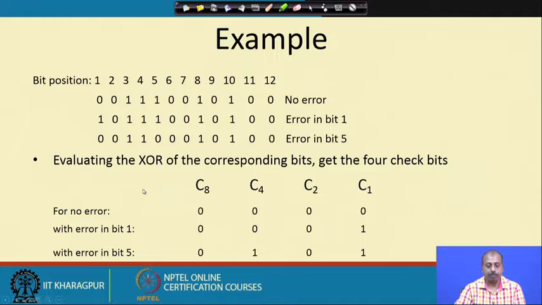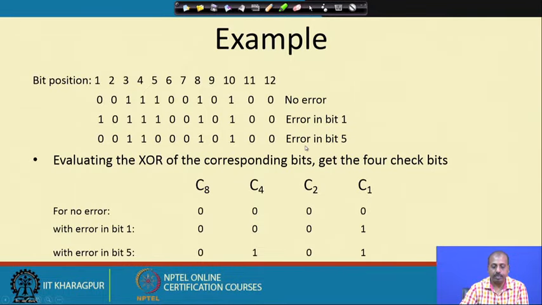We will take an example. Suppose this is the bit pattern that we have, with no error. So, this is the actual one. Now, if there is an error in bit number 1, that is, this bit has got transformed from 0 to 1, but the rest of the bits have not, then when you compute C1, C2, C4, C8, you will get this particular pattern. So, that tells that bit number 1 has some problem.